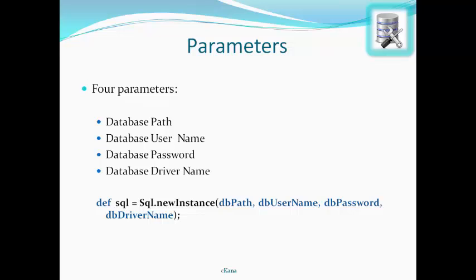Now we will get a SQL instance by using these 4 parameters, like the JDBC connection URL, the driver class name, etc. And the Sql.newInstance method could be used as per the requirements of the developer. This returns a Sql object, and this Sql object can be used for executing the queries to perform operations on the database.